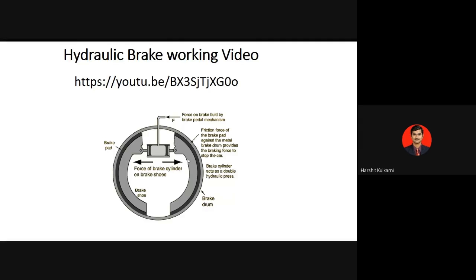Then the brake shoe will be pressed against this brake pad, so the brake pad will come in contact with the brake drum. Because of that, the frictional force will start to apply the brakes and stop the vehicle. This was just a crude idea I gave. Let us see the video and understand how it actually works.